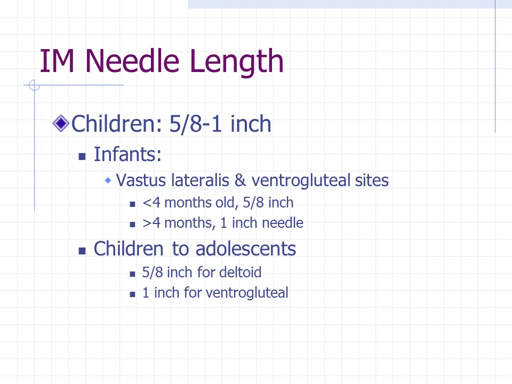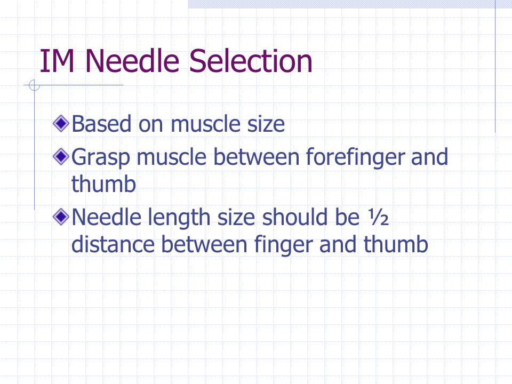Infants will be injected into the vastus lateralis and the ventrogluteal site, but vastus lateralis is the most common. Children to adults or children to adolescents can be injected in the deltoid and the ventrogluteal also. So again, choose your needle based on muscle size.